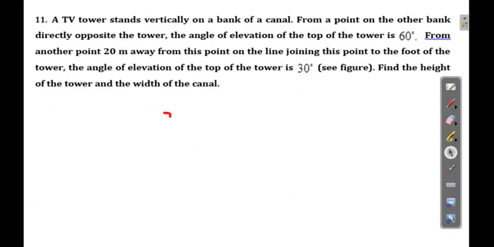What you have to do: read the problem, draw the diagram, then write given, to find, and then write the answer. As we already discussed in class. So first we see what the question says. A TV tower stands vertically on a bank of a canal.